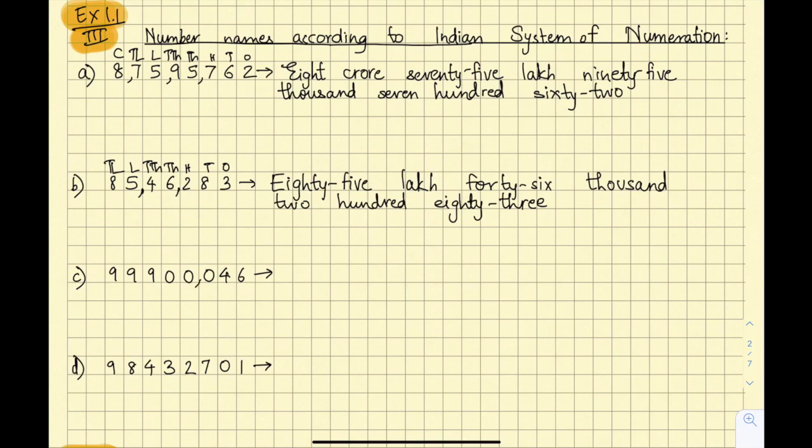Next one in groups of 3, 2 and 2. Ones, tens, hundreds, 1,000, 10,000, lakh, 10 lakh and crore. So here in place of crore you have 9. So you are going to write as 9 crore. Then in place of lakhs you have 9. So 9 is 99. And it is in place of lakh. So you will write lakh. In thousands you have 0, which means nothing. In hundreds you have 0 is nothing. Directly in tens and ones you have 4, 6. So we directly write it as 46.